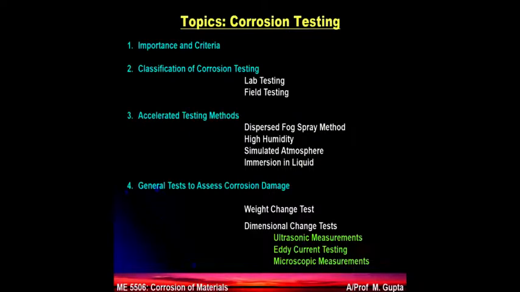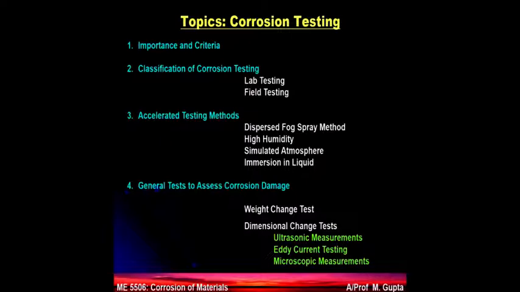So the basic agenda of this corrosion testing is why we do that and what are the important criteria for the corrosion testing, how we can classify broadly the types of corrosion testing, what are the accelerated testing methods and why they are required for certain applications, which include dispersed fog spray method, high humidity, simulated atmosphere and the immersion in liquid, and then the general test to assess the corrosion damage.